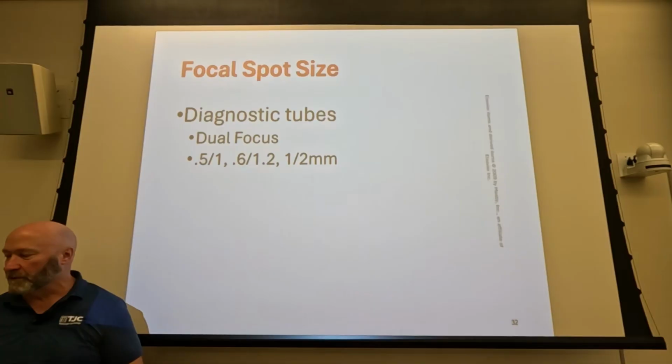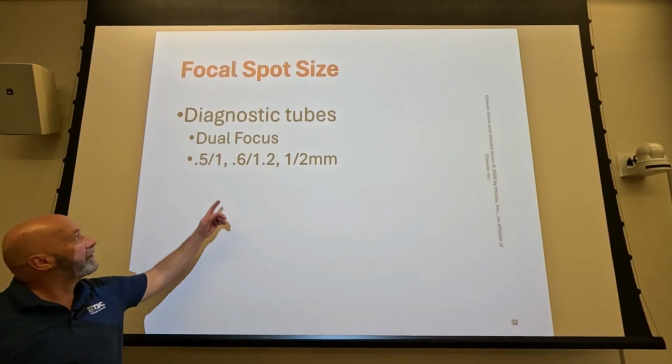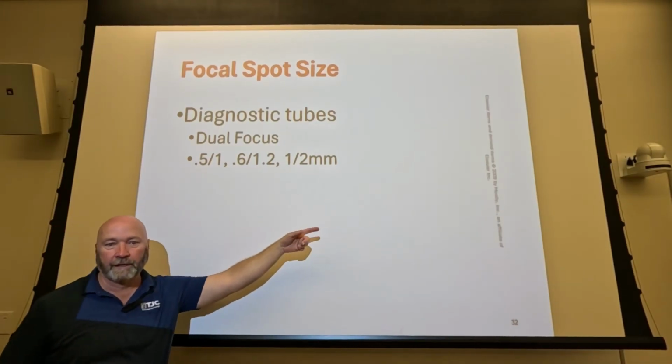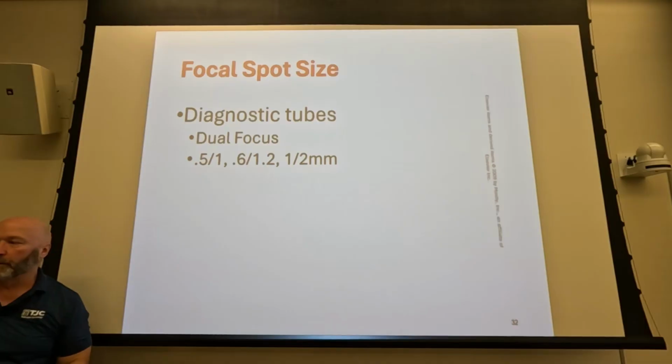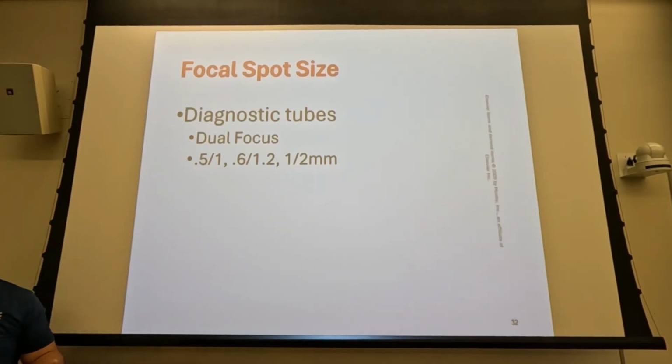This is an extreme example, but the lesson here is the larger the focal spot, the 1.2, the 2 millimeters, the larger the focal spot, the less sharp the shadow, right?